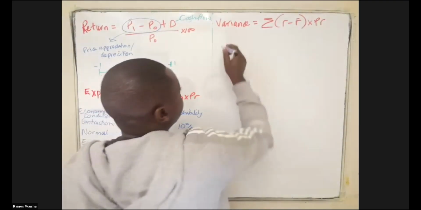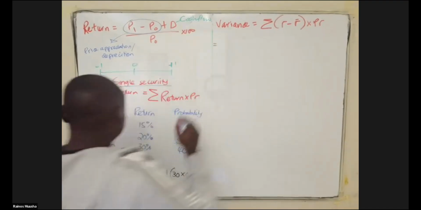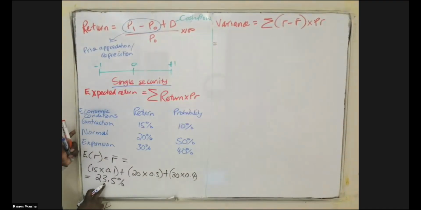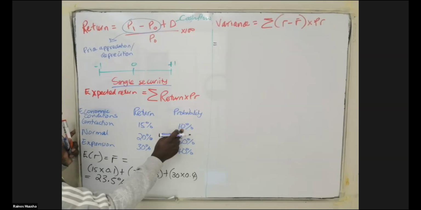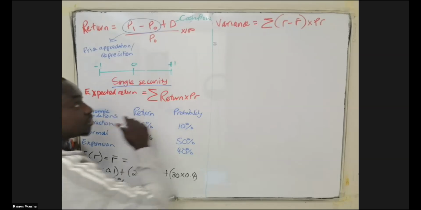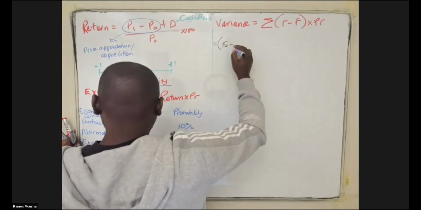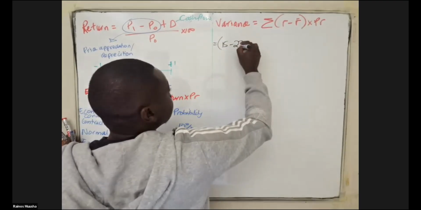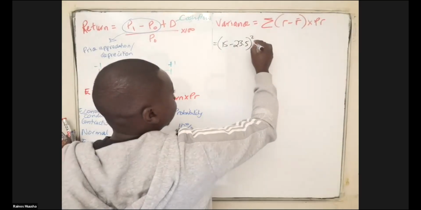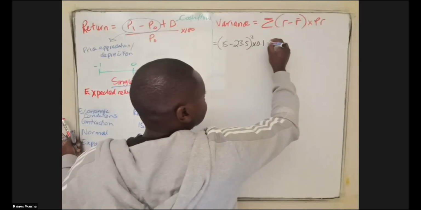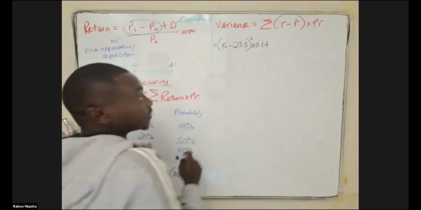So which means in this case, your variance would be given as, for the first scenario, your return was 15%, your expected return is 23.5%, and the probability of this happening is what? 10%. So which means in this case, we're going to say is 15 minus 23.5. You square that, multiply by the probability of this happening, which is 10%. You are going to put it as a decimal plus, because you're summing up the different scenarios.